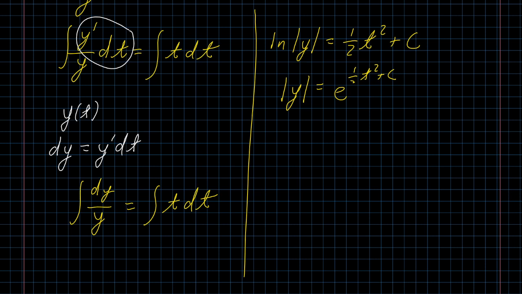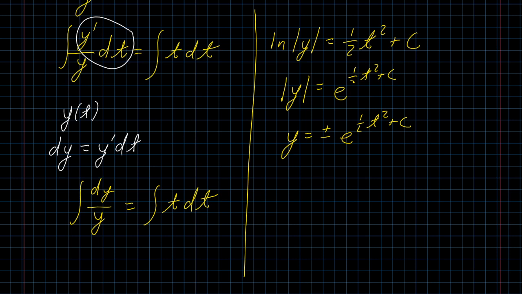And then if the absolute value of y is equal to this, and remember, e is a positive number raised to any power always comes out as a positive number. So y itself is plus or minus e raised to the 1/2 t squared plus c power. Technically speaking, with that we are done.